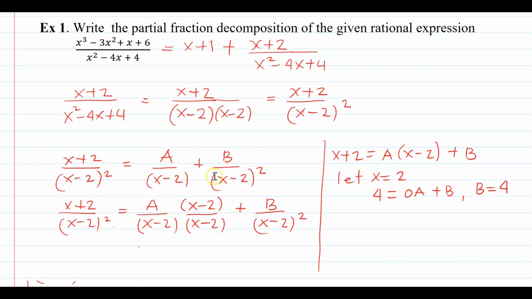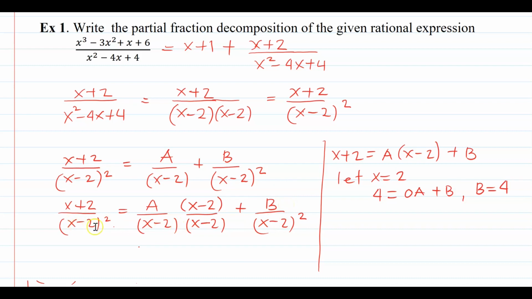To solve for A and B, first we need to have the same denominator. Because our denominator on the left side is x minus 2 squared, our first fraction, A over x minus 2, we're going to multiply by x minus 2 over x minus 2, so that the denominator will be the same as on the left side, x minus 2 squared. Our second fraction's denominator is already raised to the power 2, the same as the left side, so we don't need to do anything to it.